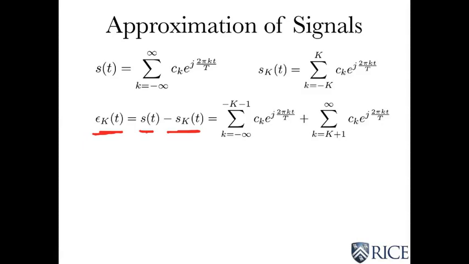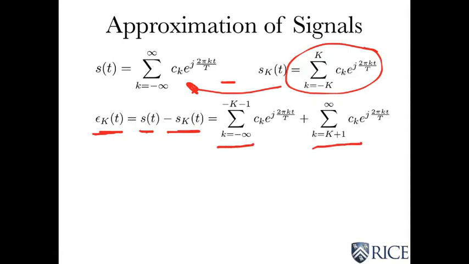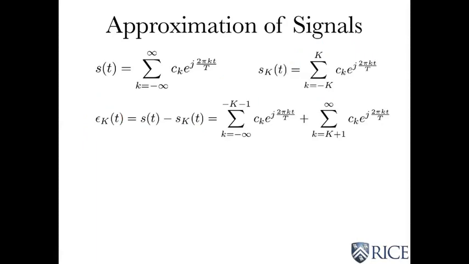Well, when you subtract out essentially the middle terms out of this sum, what you get left are the terms from minus infinity to minus K minus 1 and from K plus 1 to infinity. Well, you think about this another way, these terms over here are just the Fourier series for the error signal here. So how much power is in the error? The RMS value, square root of power, is given by this expression.